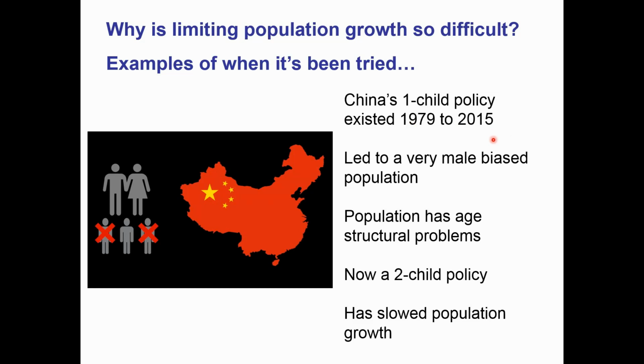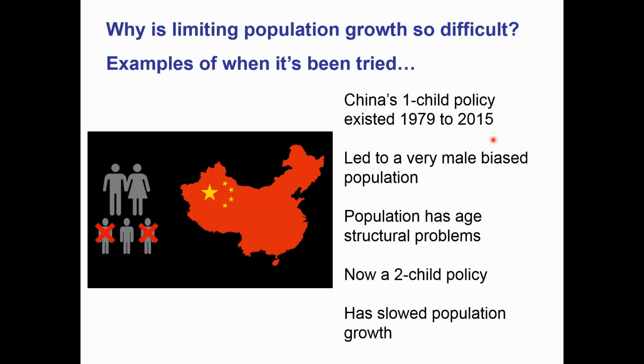The issue with this was, first and foremost, it led to a very male-biased population. In China, sons are revered far more than daughters. And unfortunately, if families found out they were having a daughter, in many cases they would either abort the child when it was still in the womb, so they could try again and try and have a male, or the child would be killed after it was born, often by just being abandoned.